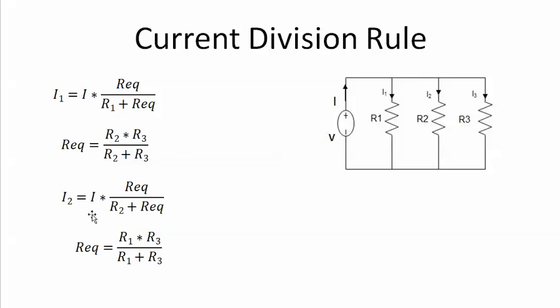Similarly, for I2 also, total current into R equivalent by R2 plus R equivalent. Here, what is R equivalent? It is combination of R1 and R3. So that is R1 R3 by R1 plus R3. So R equivalent in both the cases is different. So for current division, current in a particular branch is equal to total current into R equivalent of other resistances divided by the sum of that resistance plus that R equivalent.